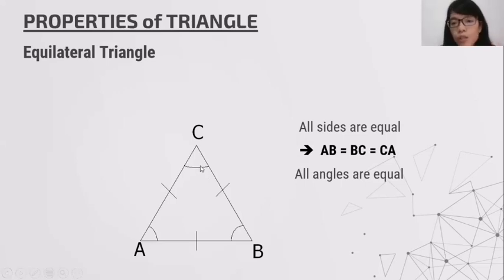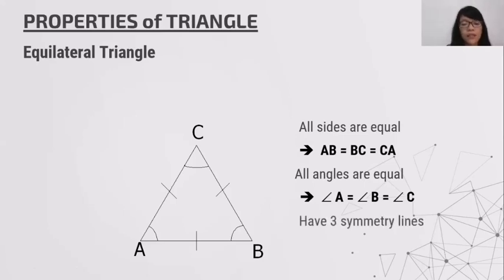And then I'm sure that you guys already know that the total sum of the measure of angles in one triangle is 180 degrees. So if all angles are equal, it means that angle A equals angle B equals angle C. So we know that angle A equals 60 degrees. How do you know that it is 60 degrees? Because we have 180 degrees, then we divide it by 3. So that's why angle A is 60 degrees, angle B is 60 degrees, and angle C is 60 degrees. That's obvious, okay? And then we have 3 symmetry lines or line symmetry.